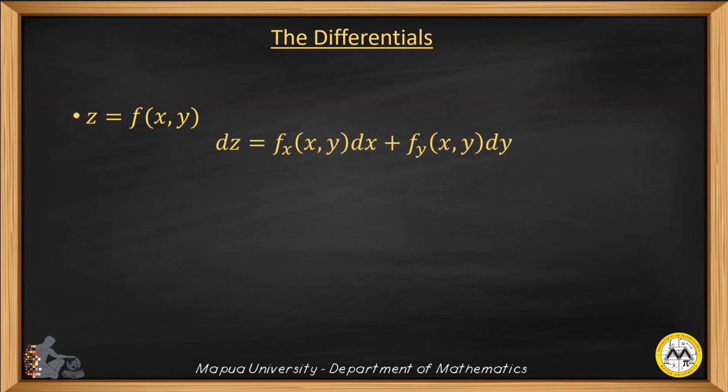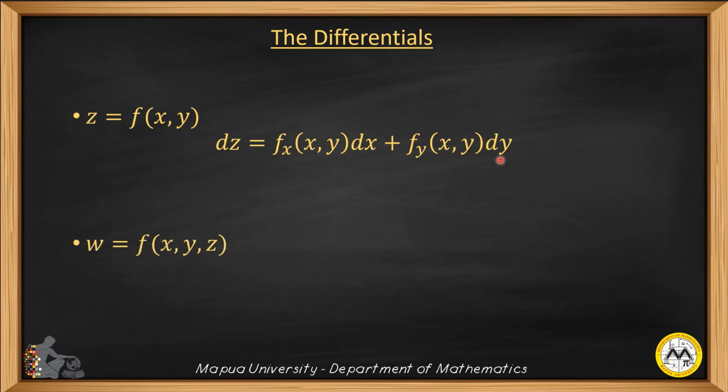Now, the differential dz, or the total differential of z, would just be the sum of a differential in x and a differential in y. So the total differential dz would be given by the partial derivative of f with respect to x times dx plus the partial derivative of f with respect to y times dy.